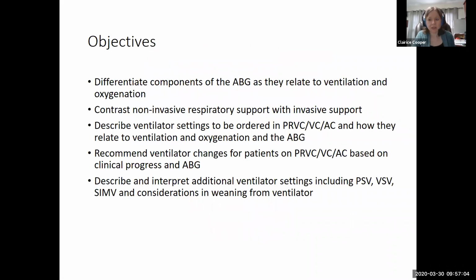So the objectives for this session in combination with the first session are to differentiate the components of the arterial blood gas relating to ventilation and oxygenation, looking at non-invasive and invasive respiratory support, looking at ventilator settings that need to be ordered and how they relate to ventilation and oxygenation, look at ventilator changes that need to be made based on how the patient's doing, and then also look at a few other additional common modes.